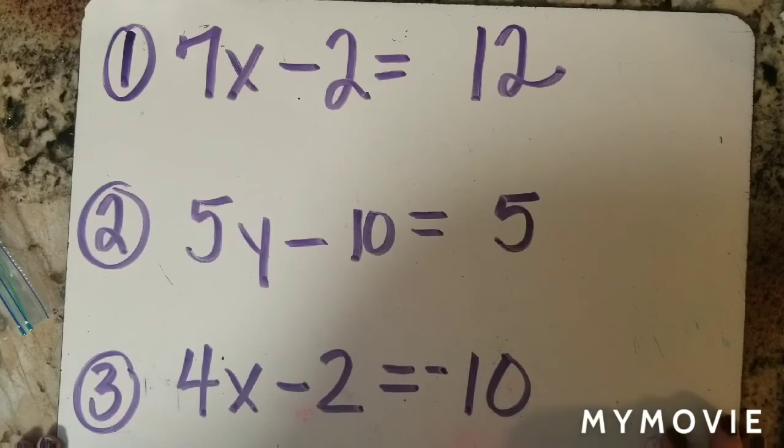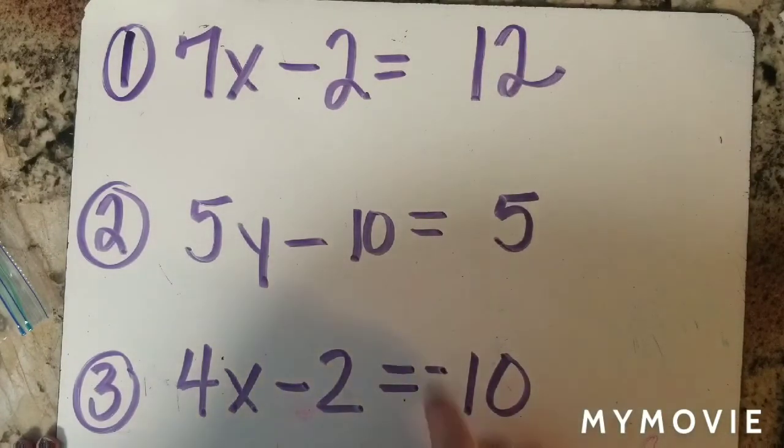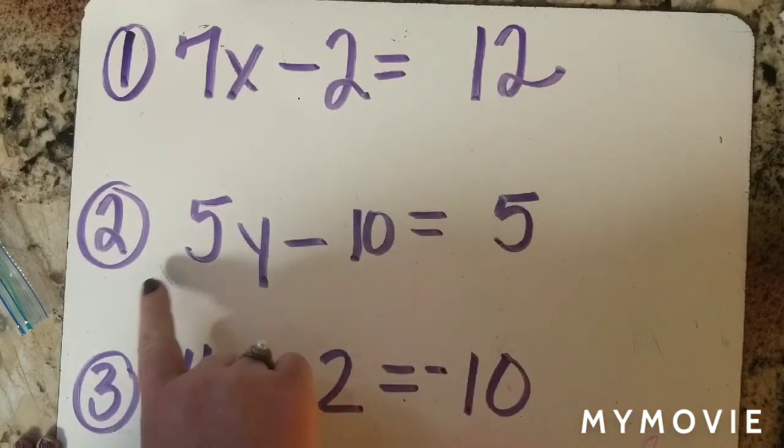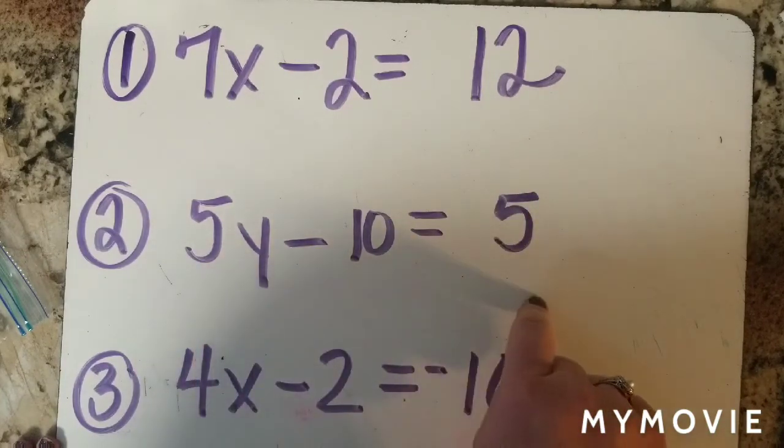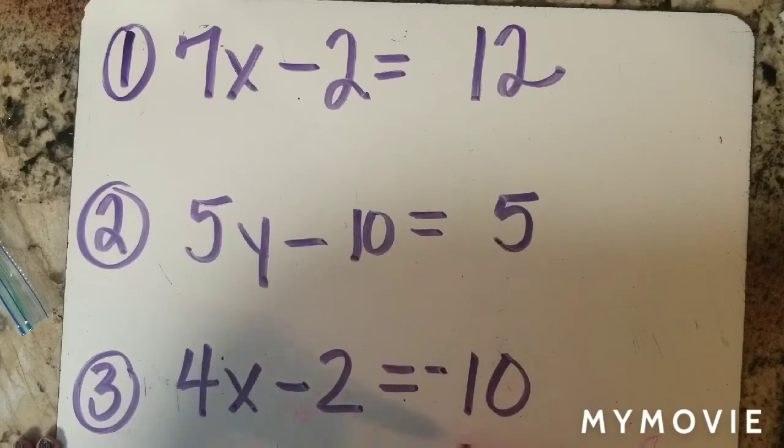Okay, here's 3 problems for you to practice. 7x minus 2 equals 12. 5y minus 10 equals 5. And 4x minus 2 equals negative 10. Make sure that you're modeling that with your manipulatives.